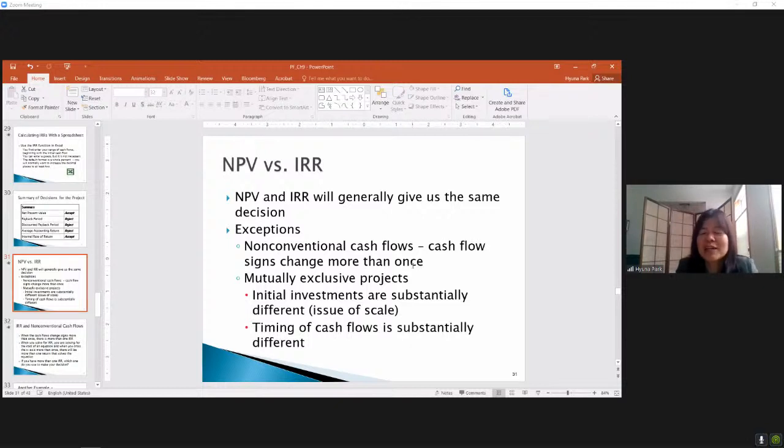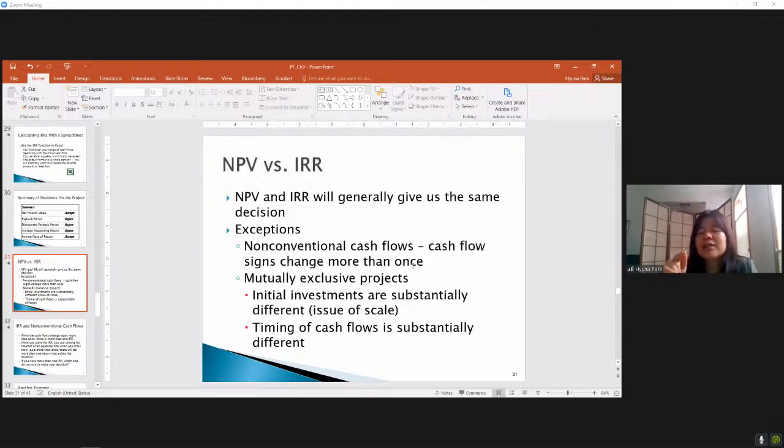So I just used two simple examples, but in the real world, there can be many other examples of projects whose cash flows change signs many times, so more than once. In that case, don't use IRR. IRR will give you a very weird result. But no matter what kind of cash flow we are looking at, NPV is always consistent. So that's why you need to use NPV.